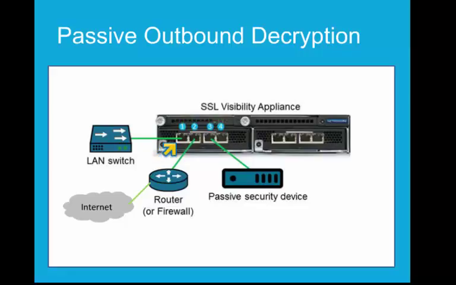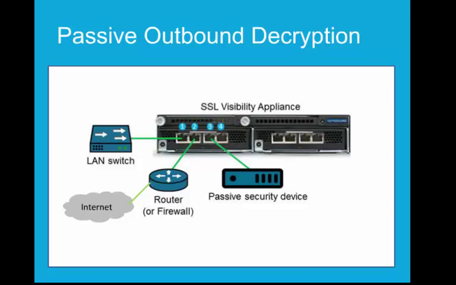With port 1 connected to the inside or local network, and port 2 to the router or outside network, then connect port 3 to the passive security device, such as an intrusion detection system, a failure will allow the traffic to continue to pass on the network, bypassing the security device. In this case, traffic is sent directly between the LAN switch and the router without SSL decryption.